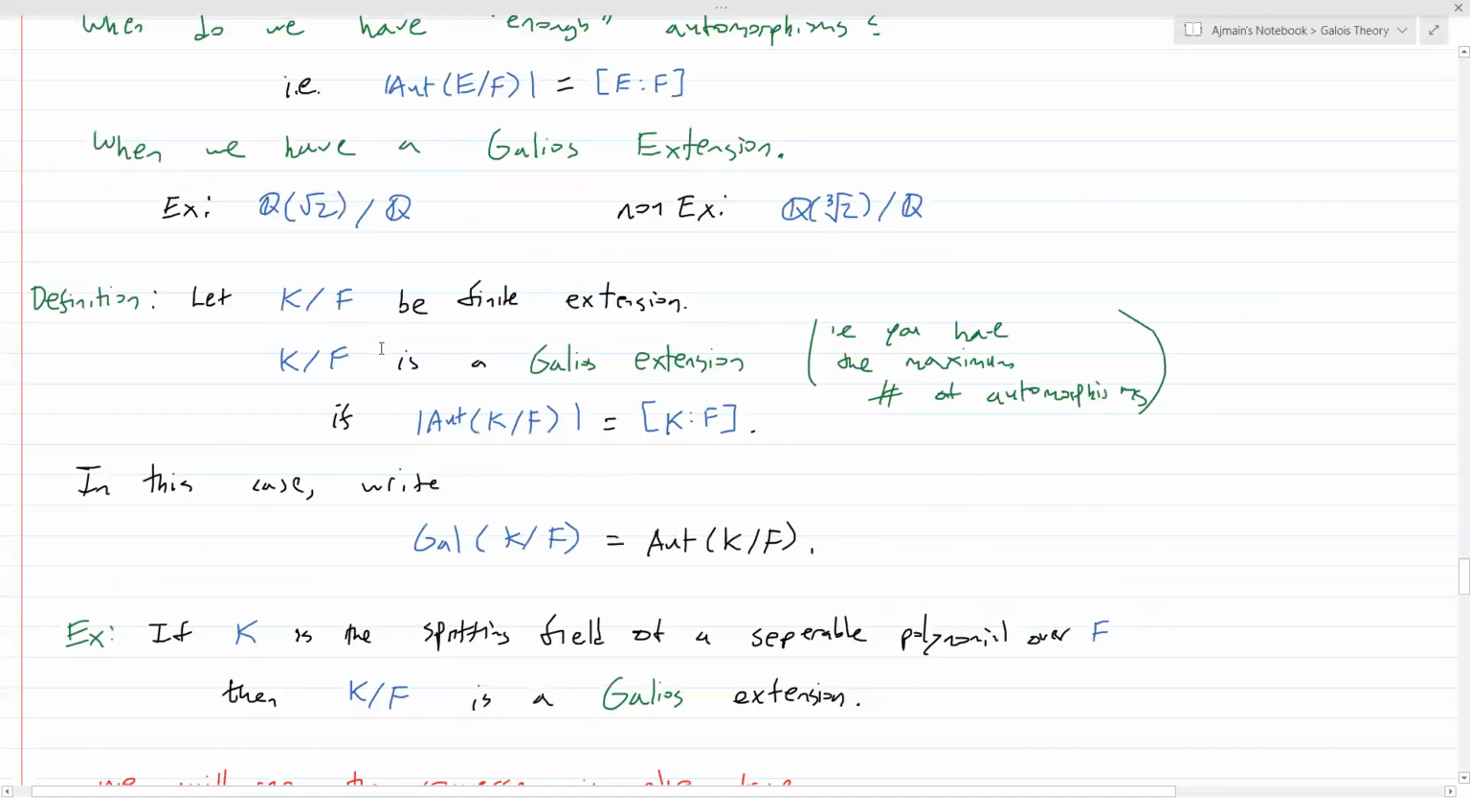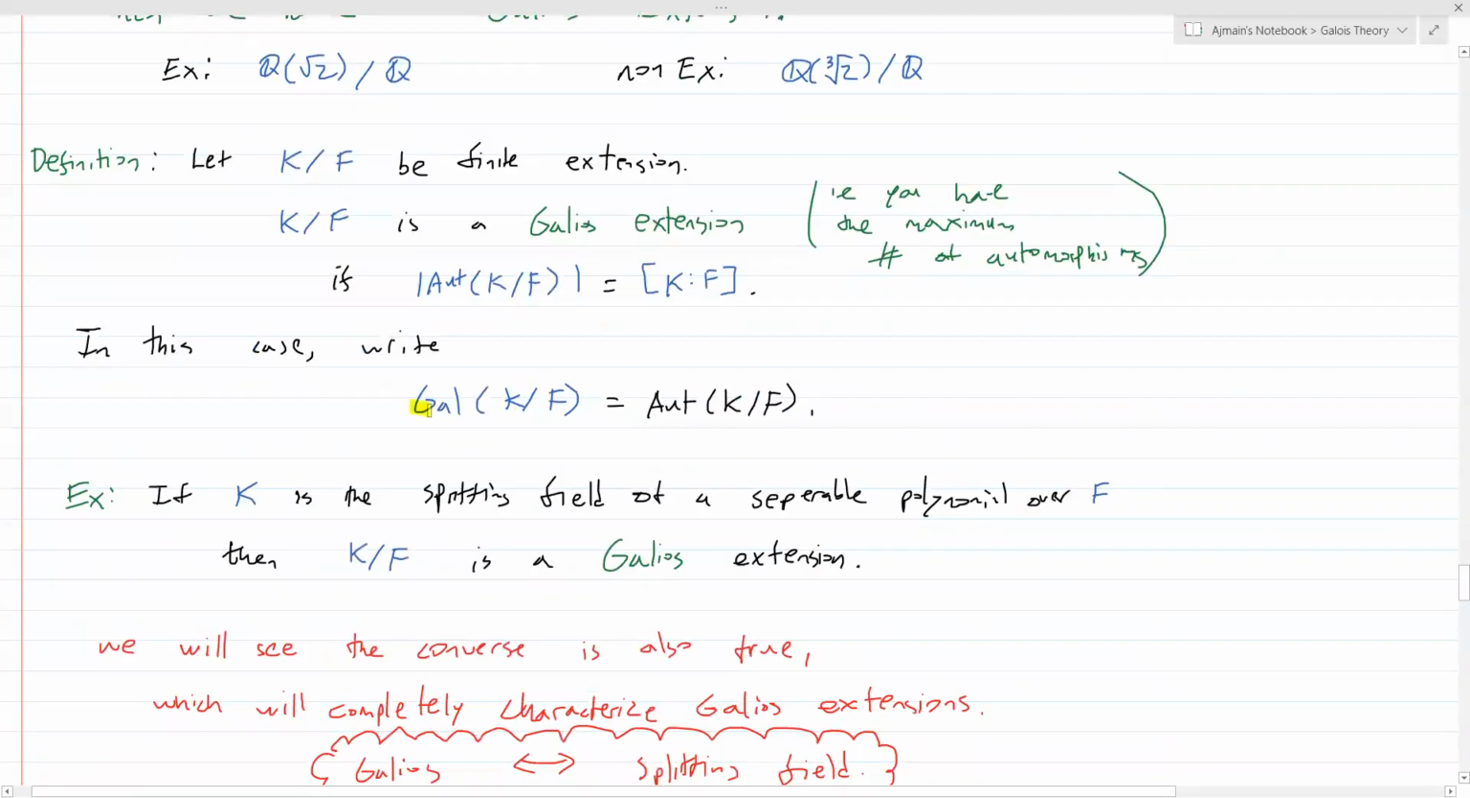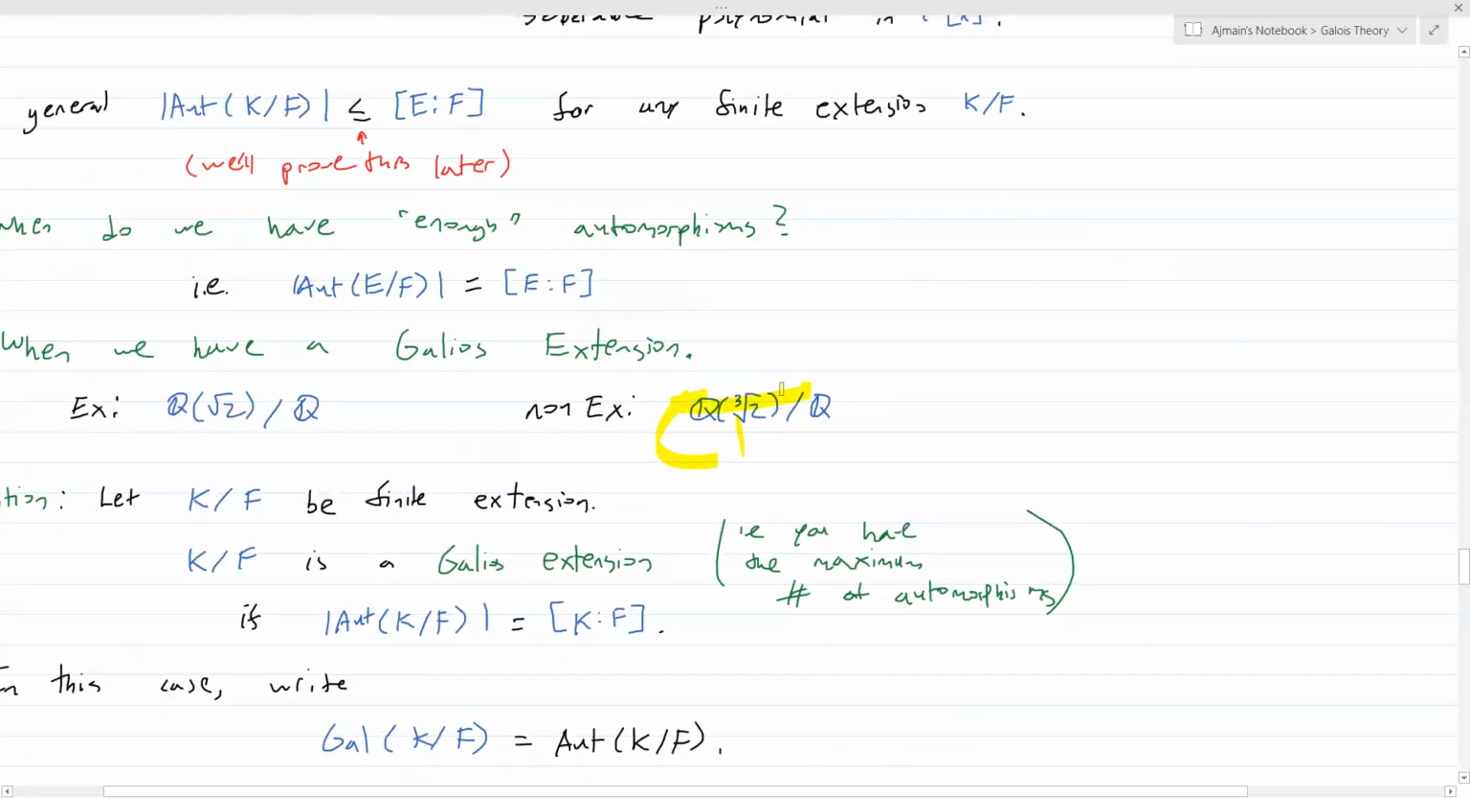Okay. So a finite extension K over F is Galois if the order of the automorphism group is equal to the degree of the extension, i.e. you have the maximum number of automorphisms. In this case, we use the notation Gal(K/F) to denote the automorphism group. So only in the case where you have the maximum number of automorphisms do we write Galois, right? So you can't write Galois of this extension because this is not a Galois extension.